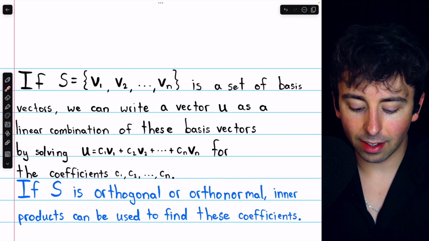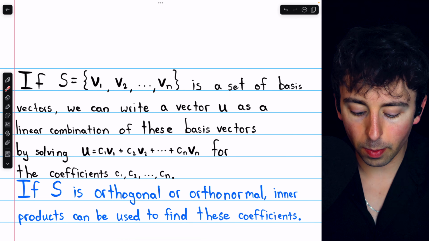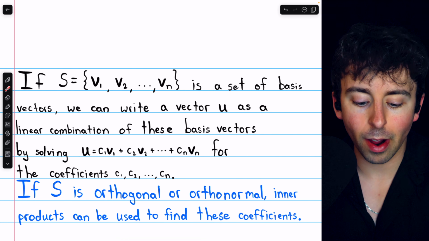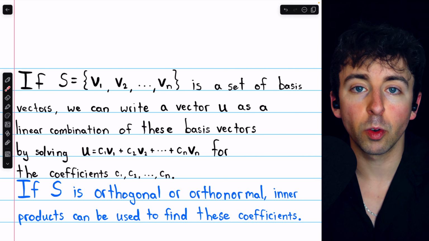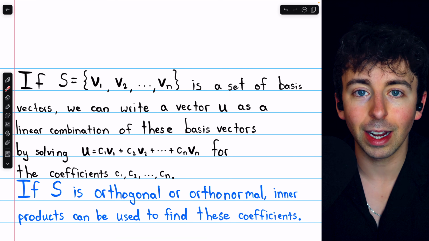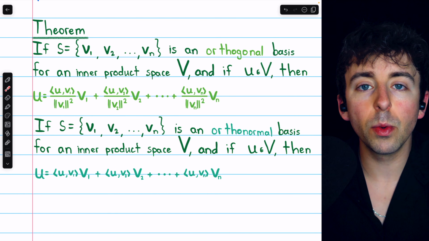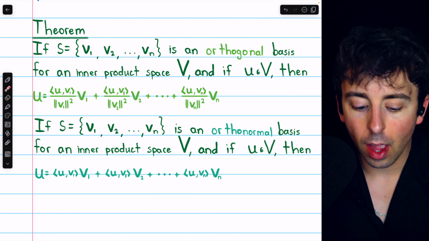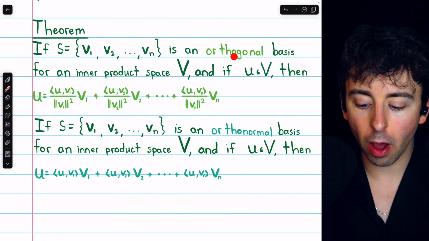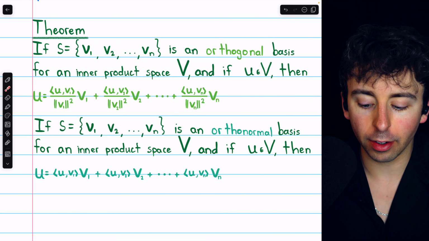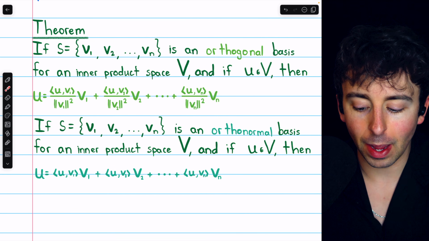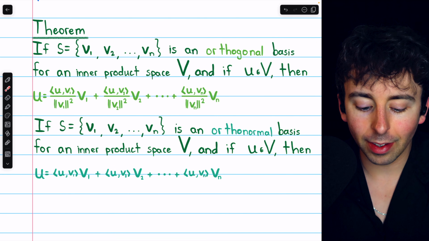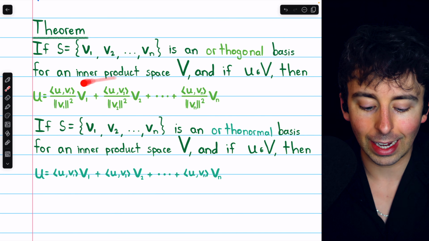If the basis S is orthogonal or orthonormal, we can actually use inner products to find the coefficients that let us express an arbitrary vector in terms of the basis vectors. Here's the theorem, and we will prove it after reading. If S is an orthogonal basis for an inner product space V, and if u is an arbitrary vector from that space, then we can write u as a linear combination of the orthogonal basis vectors like this.